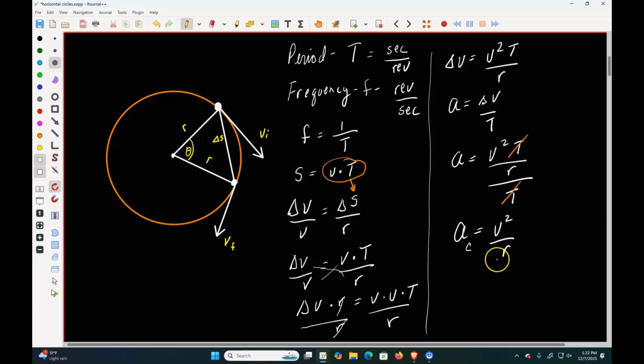So centripetal acceleration is equal to the velocity squared divided by the radius. Okay, this is a formula that we want to keep. It's a very important formula. We'll use it often. We're going to say that this velocity here is my angular velocity squared over the radius.